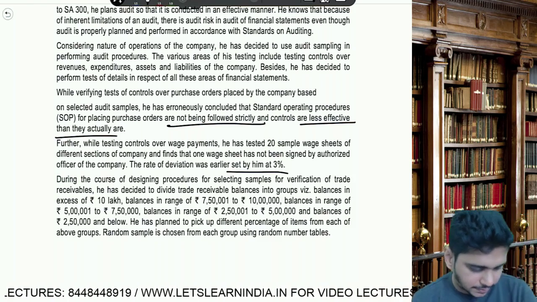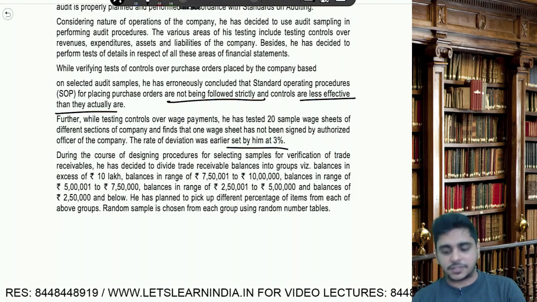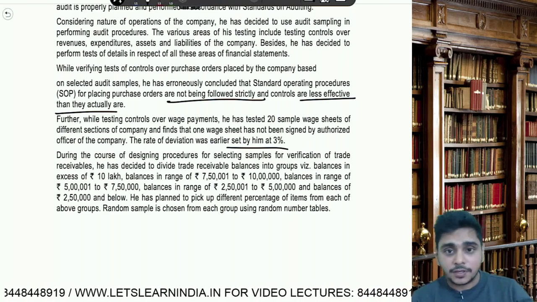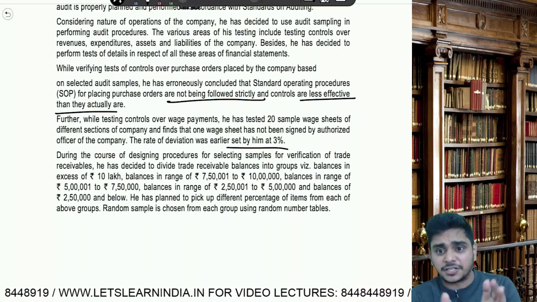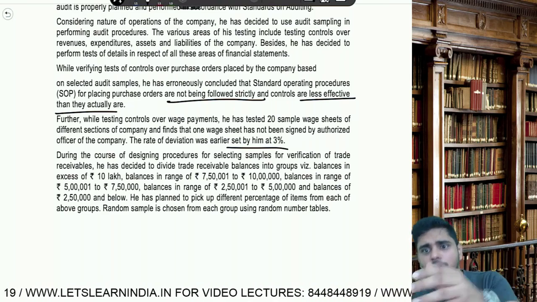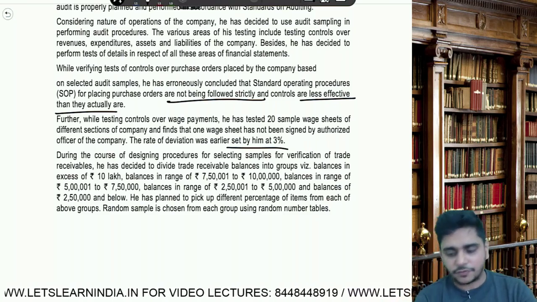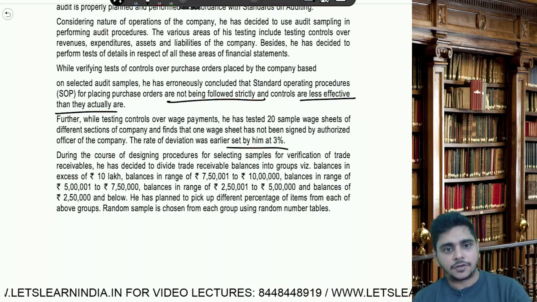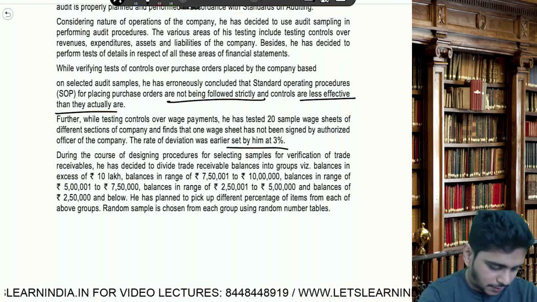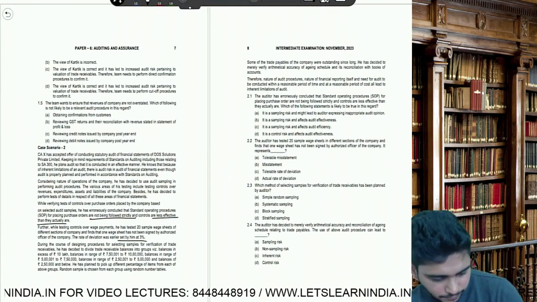Okay, sampling risk. During the course of designing procedures for selecting samples for verification of trade receivables, he has decided to divide the trade receivable balance into groups. For example, balance stratification is doing stratification: balance in excess of 10 lakhs, balance in range of 7.5 to 10 lakhs, balance in range of 5 lakh to 7.5 lakhs, balance in range of 2.5 to 5 lakhs, and balance of 2.5 lakhs and below. He has planned to pick up different percentages of items from each of the above. Random sampling is chosen from each group using random number tables.